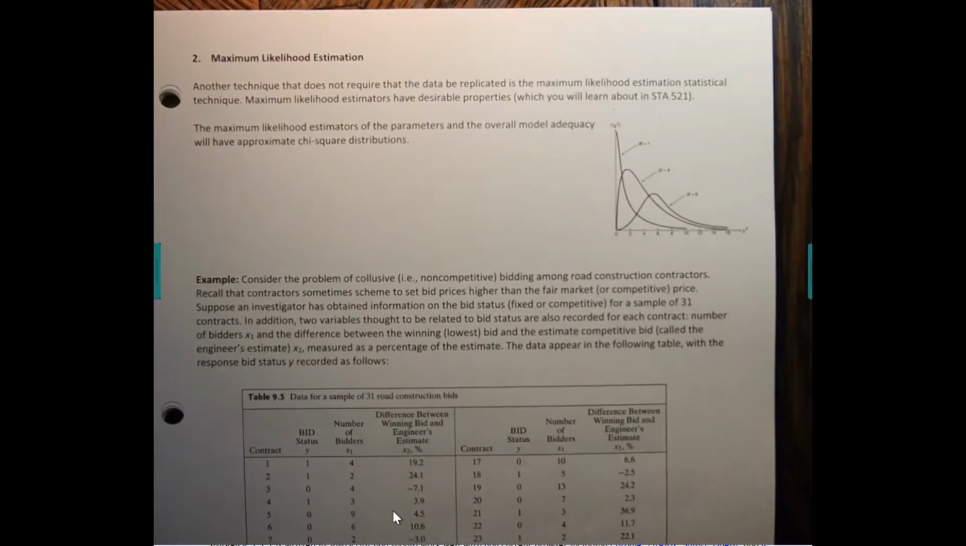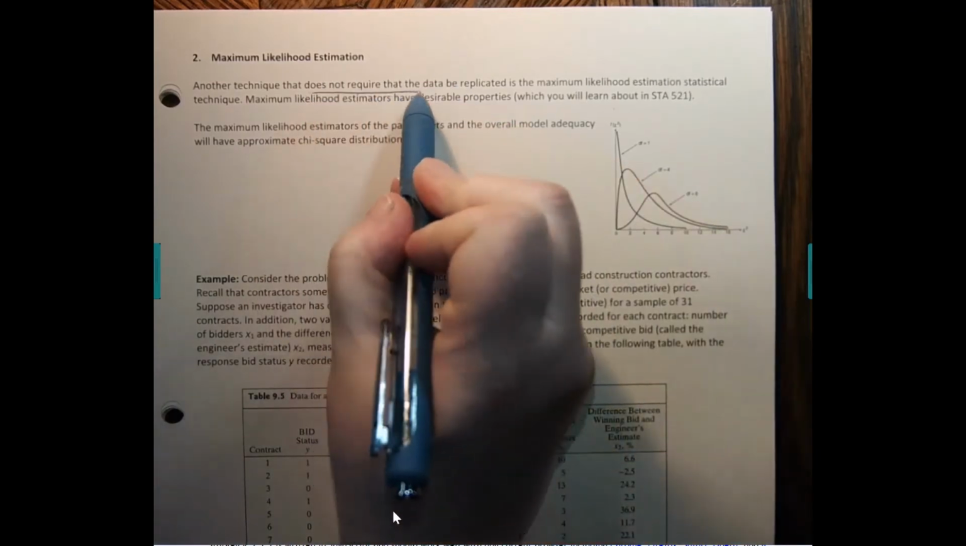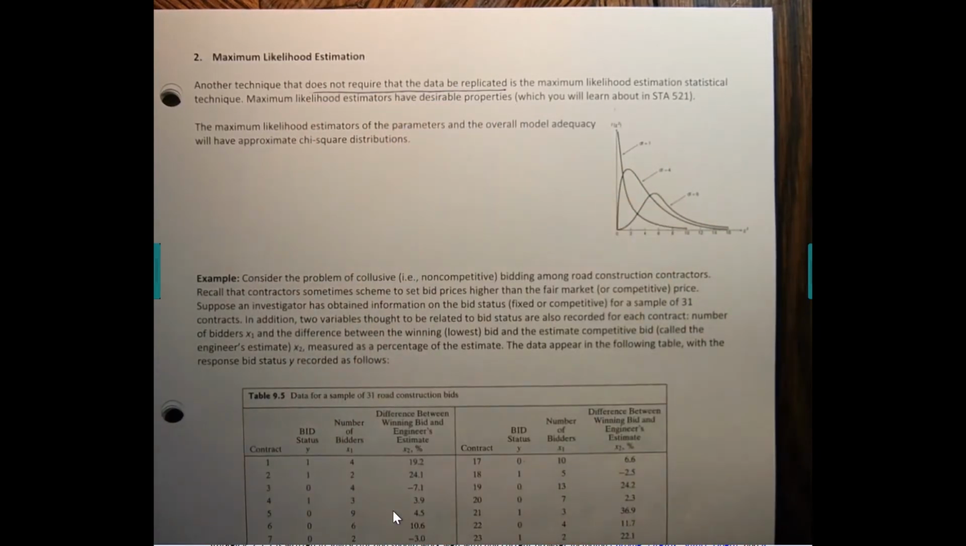The other method that we could use is called the method of maximum likelihood. This is a technique that does not require the data to be replicated, and maximum likelihood estimators have desirable properties. To actually learn more about maximum likelihood estimation, that is in STA 521.